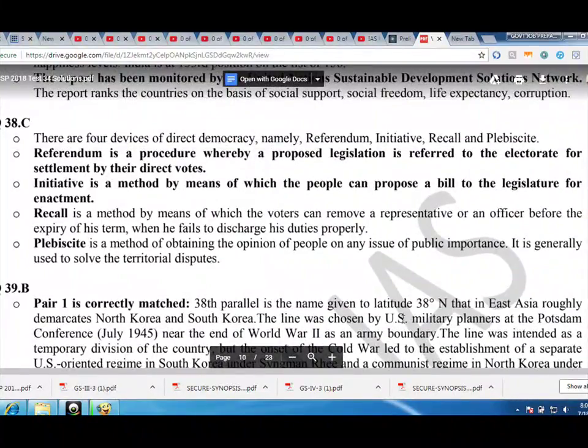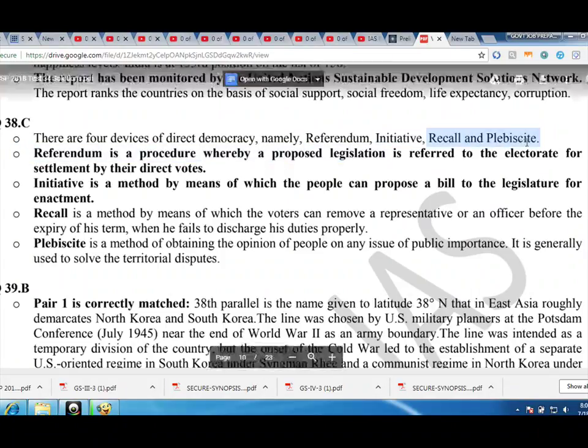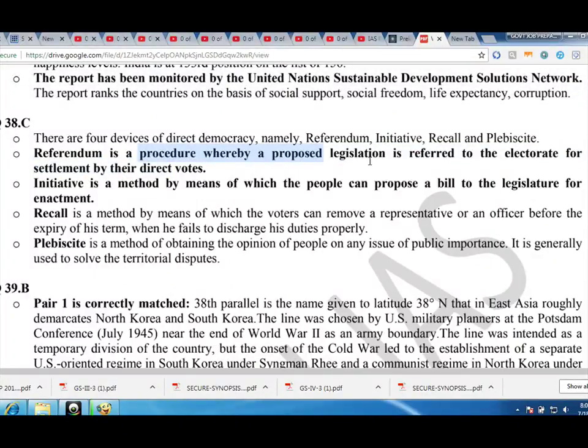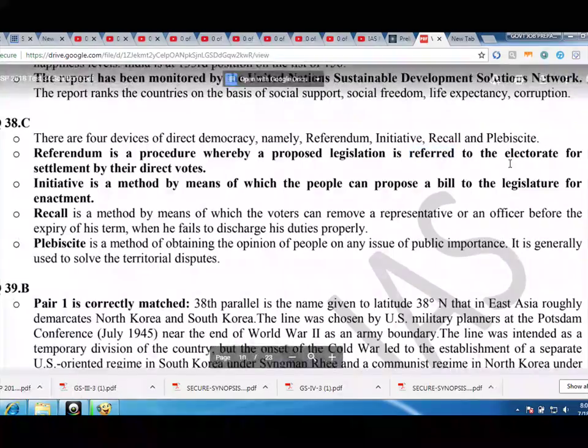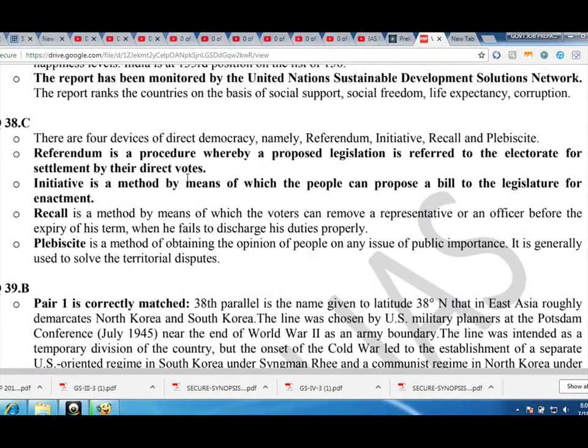Q38. There are 4 devices of direct democracy, namely, referendum, initiative, recall, and plebiscite. A referendum is a procedure whereby a proposed legislation is referred to the electorate for settlement by their direct votes. Initiative is a method by means of which the people can propose a bill to the legislature for enactment.